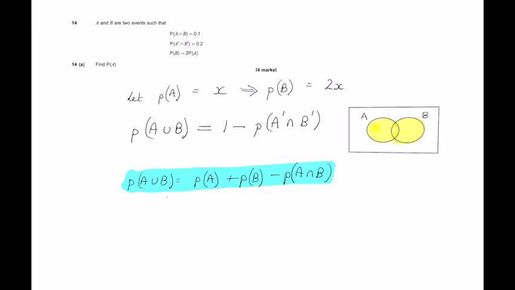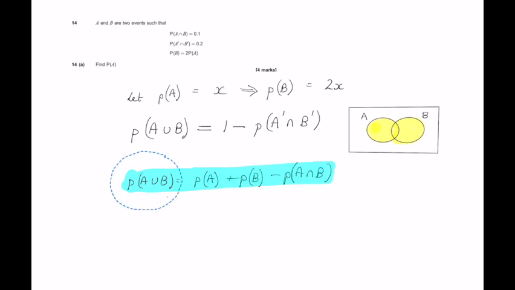Now let's look at part A with a slightly different method using the formula. We begin in almost the same way. We let the probability of A be x, and because we are told the probability of B is twice the probability of A, then the probability of B occurring will be 2x.